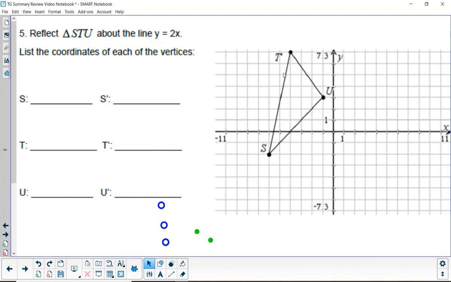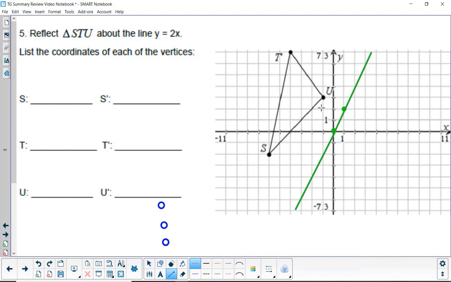Number 5 asks us to reflect this triangle about the line y equals 2x. First, we're going to have to graph the line y equals 2x, which goes through the origin and has a slope of +2, up 2 over 1. So I'll connect those with a line. There's the line y equals 2x.